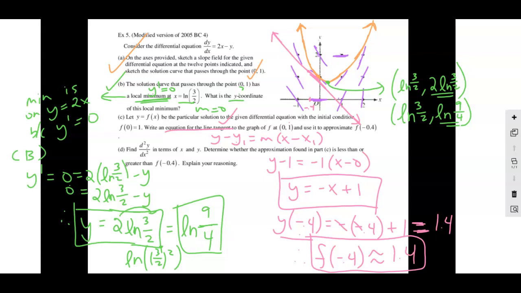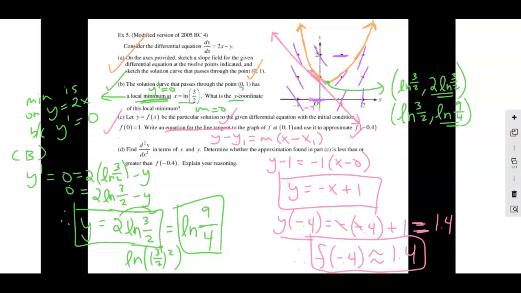So we got ourselves the equation of the tangent line. Now we've used that equation to approximate f. And then the last part says find the second derivative in terms of x and y, and then use that to determine whether it doesn't tell us to use it, but if it says find the second derivative, it's going to want us to use it to determine whether the approximation in part C is less than or greater than the real exact function value.